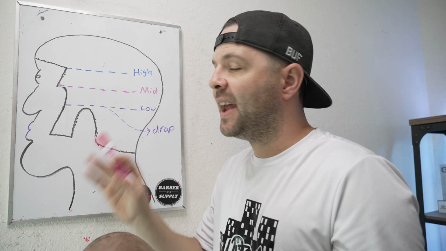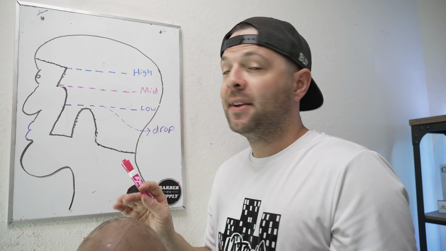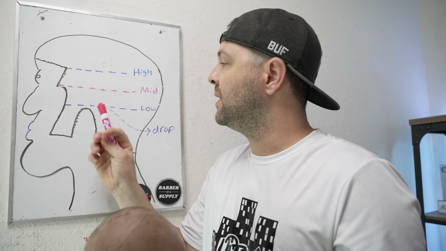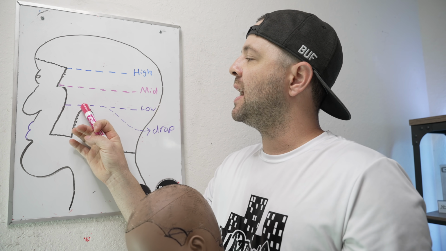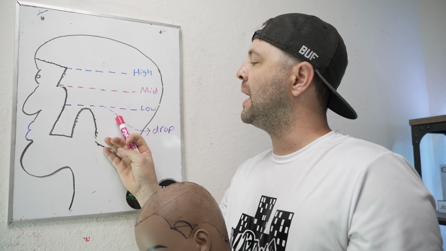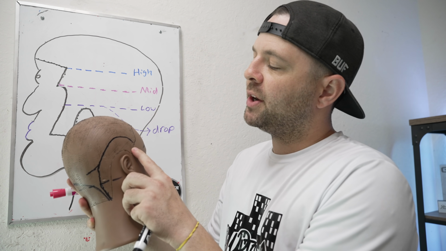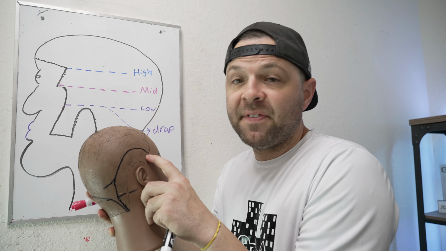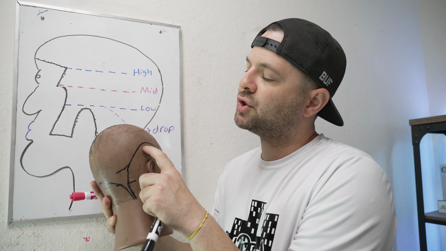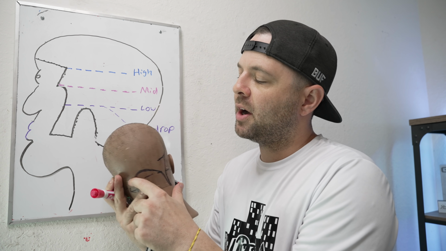So the next fade line that you're going to see that's very common is the drop fade. You can actually take this line from the low fade and begin dropping it in the back. Basically, and you can do this with any of them, from the mid fade to the high fade, we are going to drop that fade and come across in the back.